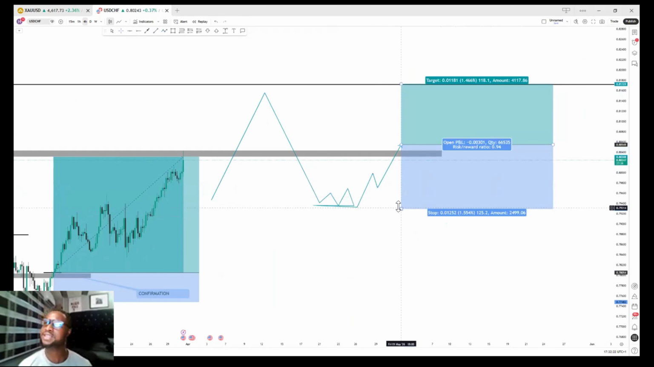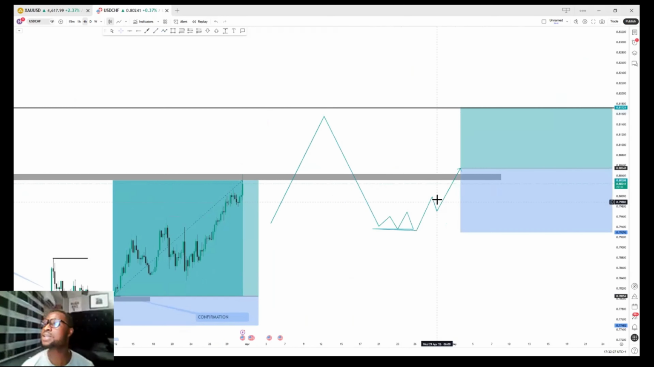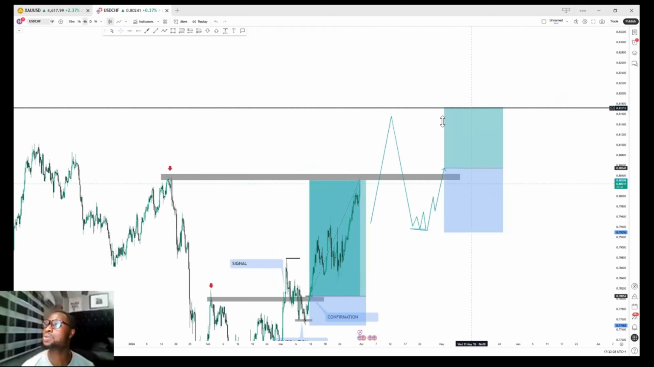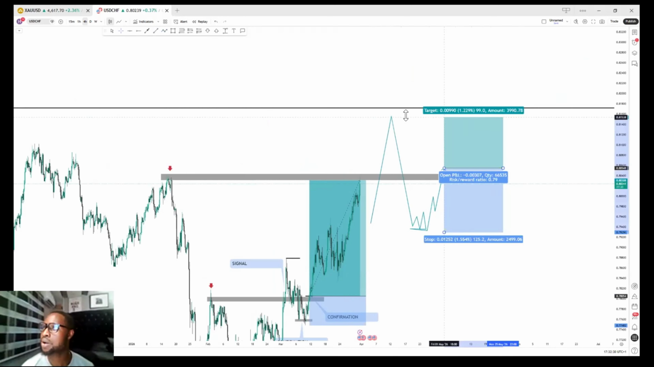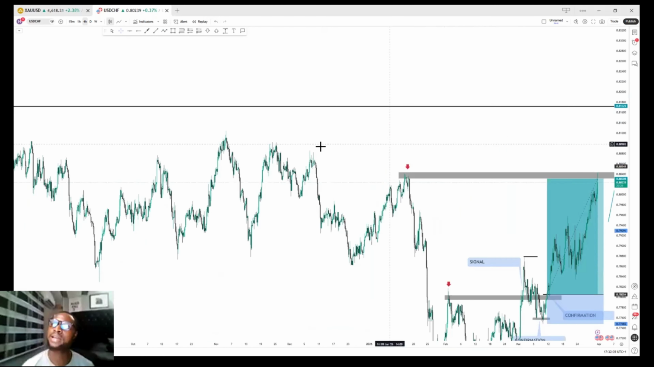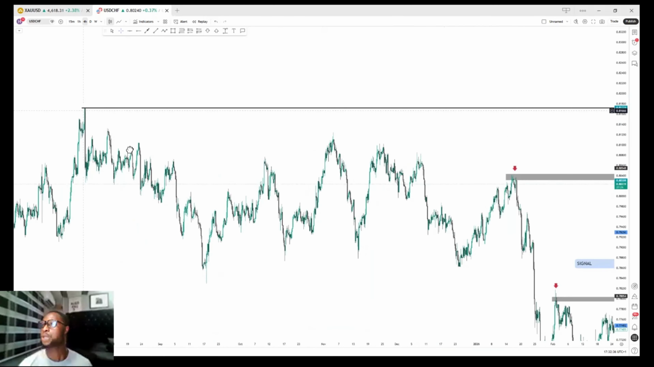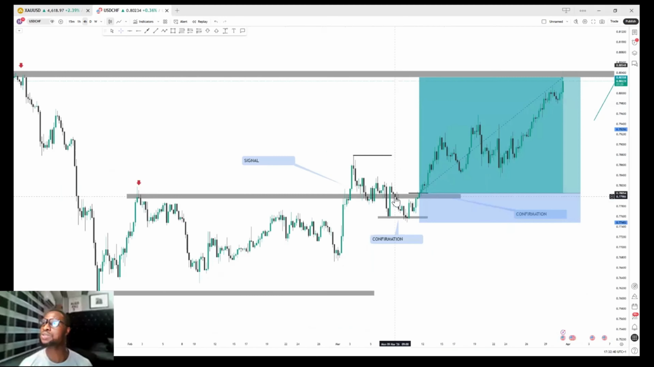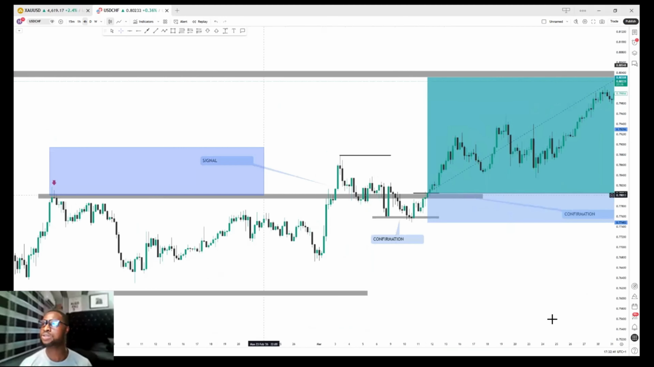But if it is so, you can just put your stop loss like this under this place, and then you just target the next highs. You can target this high right here, or you can just target the next high available in the market, right? Which is this high right here. So you see how we caught this trade right here.